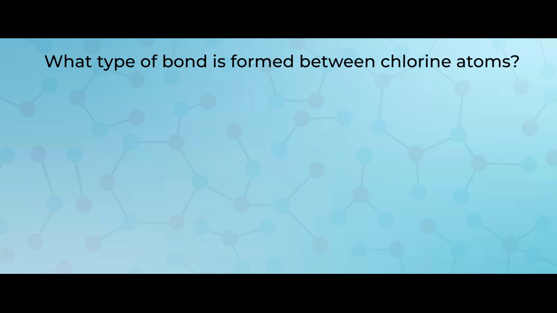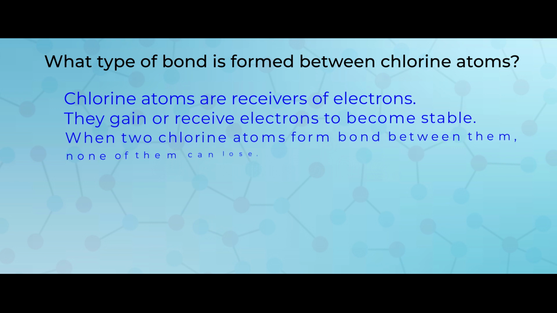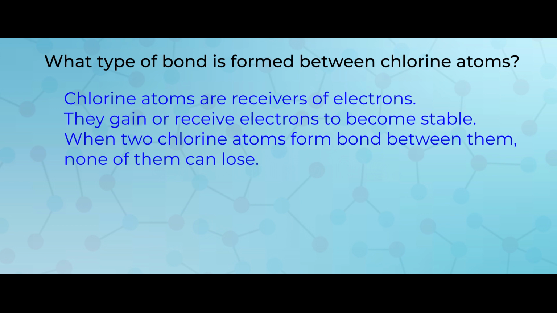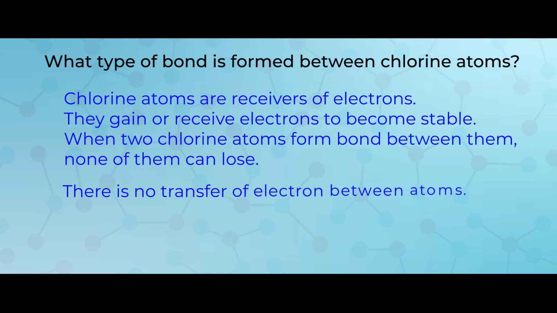What did we learn from the video? What type of bond is formed between chlorine atoms? Okay, chlorine atoms are receivers of electrons. They gain or receive electrons to become stable. When two chlorine atoms form a bond between them, none of them can lose an electron. So there is no transfer of electrons between chlorine atoms.